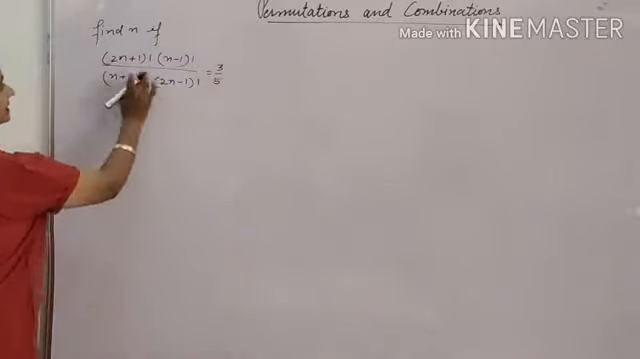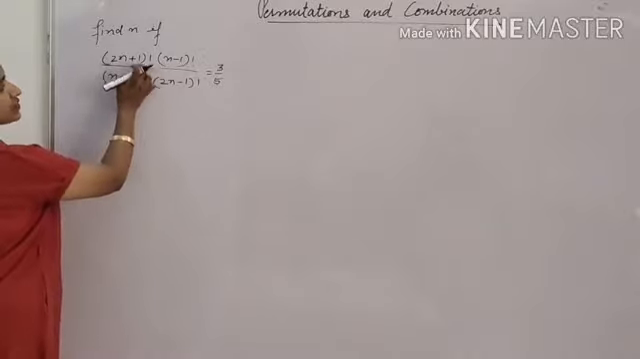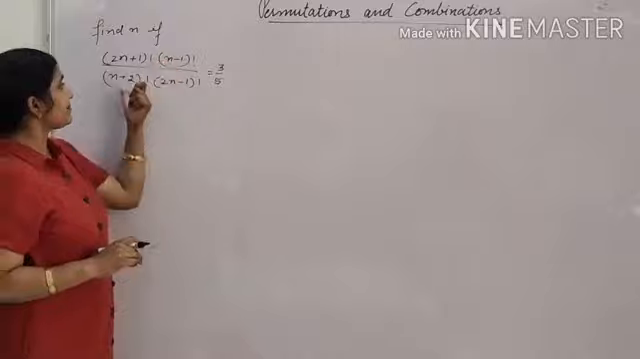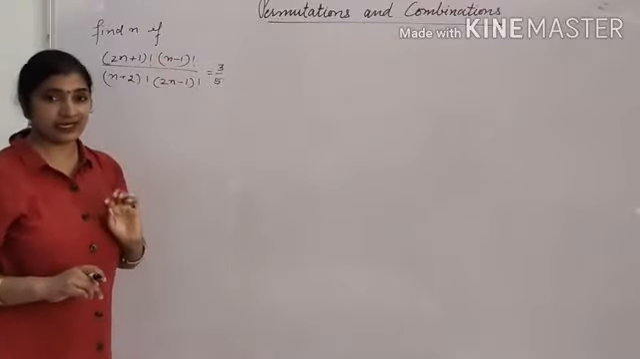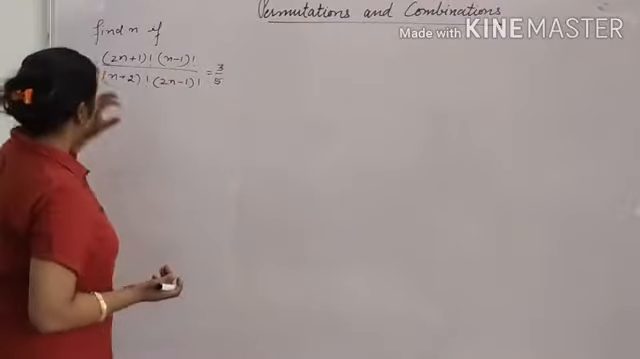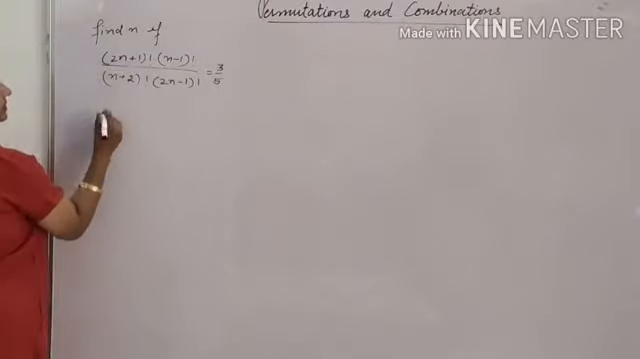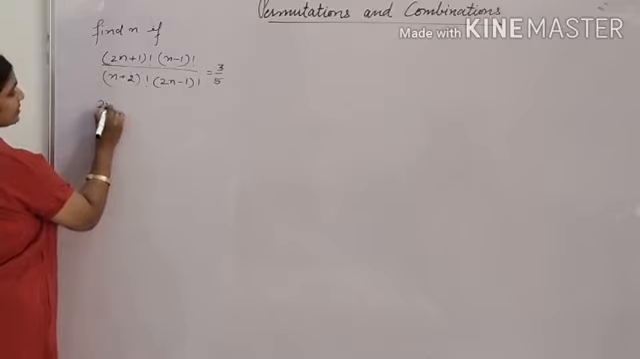So it is clear that from these two factors, 2n plus 1 is bigger than 2n minus 1 and n plus 2 is bigger than n minus 1, right? So what do we do? We reduce the bigger factors to the smaller one. So first reduce this 2n plus 1 factorial as 2n plus 1.